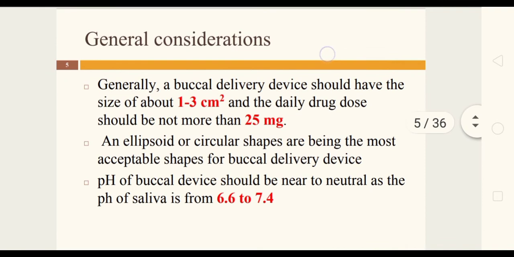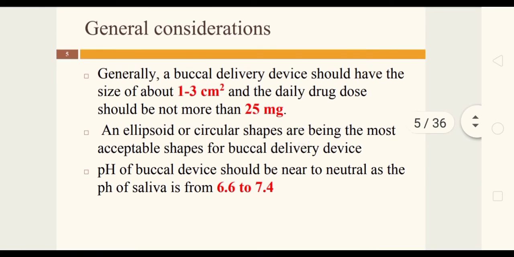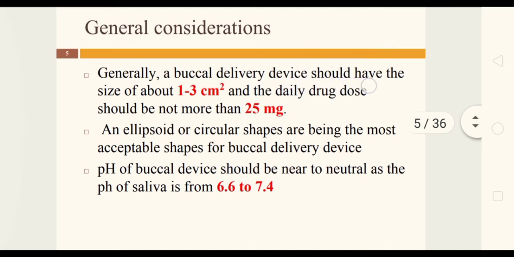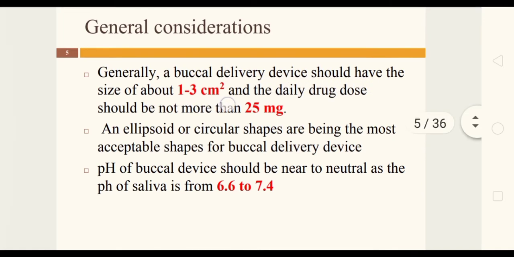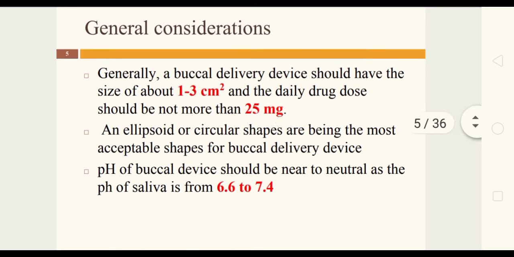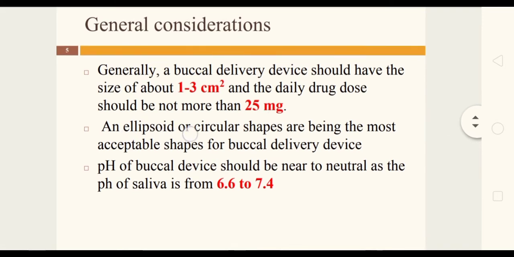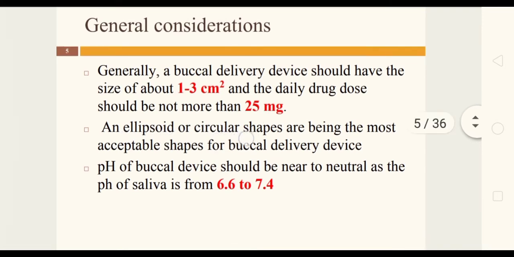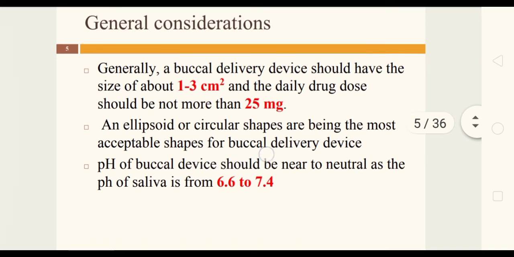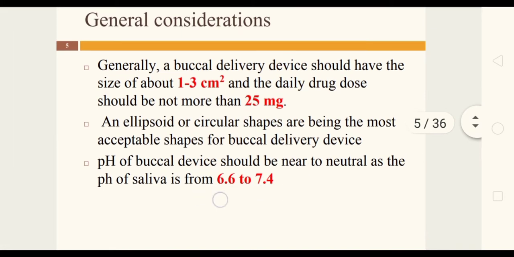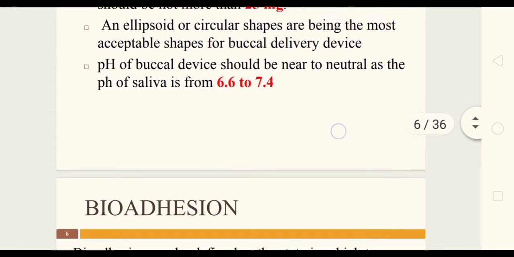So let's see the general considerations. A buccal drug delivery device should have the following size, that is 1 to 3 centimeters square, and the daily drug dose should not be more than 25 mg. If we talk about the shape, then ellipsoid or circular shapes are the most acceptable for buccal drug delivery. Now, the pH of buccal devices should be near neutral or near the pH of the saliva, that is 6.6 to 7.4.